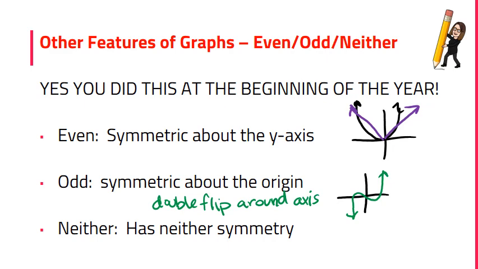Neither. Sometimes you can have no symmetry, so that's probably going to be more often than not, to be honest. You might have something that's symmetrical, right? A parabola is symmetrical, but it's not around the axis. So this is not even or odd. Neither is an option.